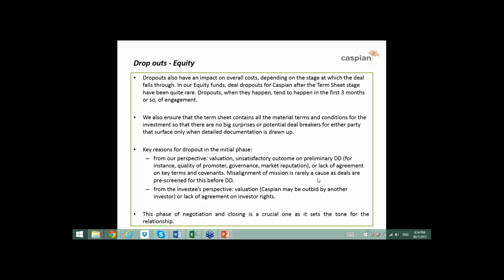Dropouts in debt, Abhishek. In case of debt, what we've observed is that most of the dropouts, and this is actually managed to some extent, happen before the on-site due diligence visit starts. What this enables us to do is keep the costs low so that we don't visit and incur the costs and then realize that we can't do the deal.